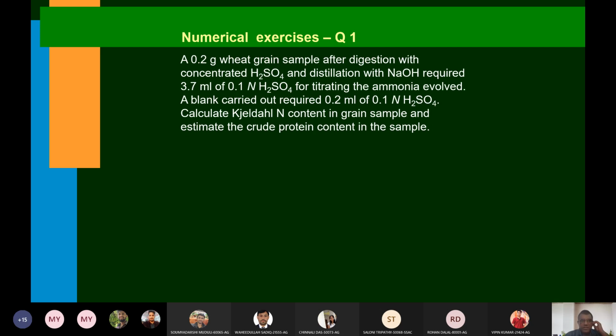Now, the serious things come now. You need to be very, very careful now, Ayan. A 0.2 gram wheat grain sample after digestion with concentrated sulfuric acid and distillation with sodium hydroxide required 3.7 ml of 0.1 normal sulfuric acid for titrating the ammonia evolved. A blank carried out required 0.2 ml of 0.1 normal H2SO4. Calculate the Kjeldahl nitrogen content in the grain sample and estimate the protein content in the sample.